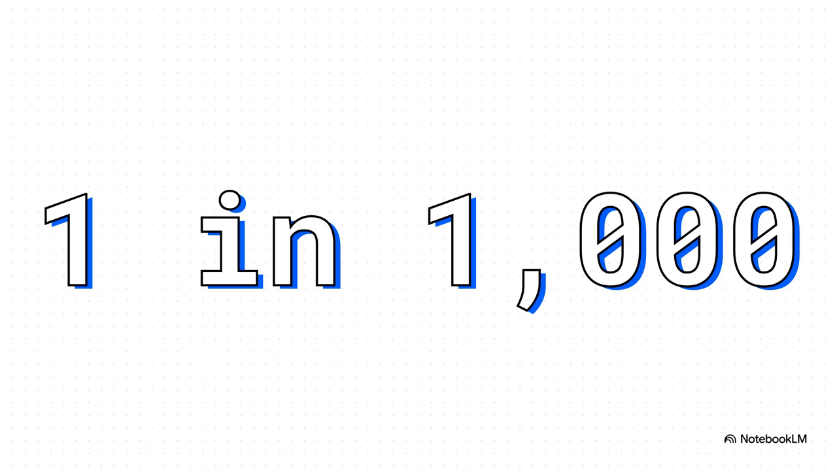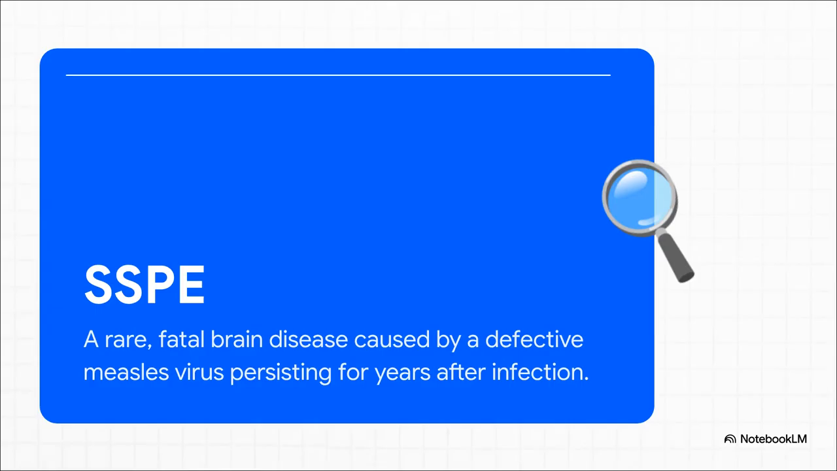That's the rate at which measles leads to encephalitis. And let's be clear, this is not just a bad headache. We're talking about direct inflammation of the brain itself. This can cause permanent brain damage, lifelong seizures, or it can kill you. But believe it or not, there's something even more terrifying.